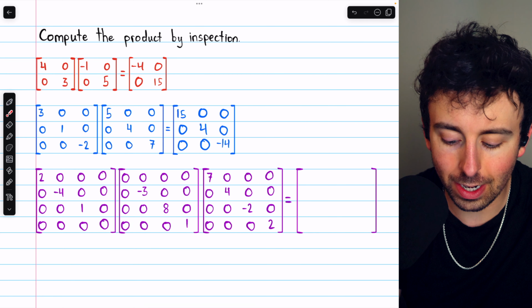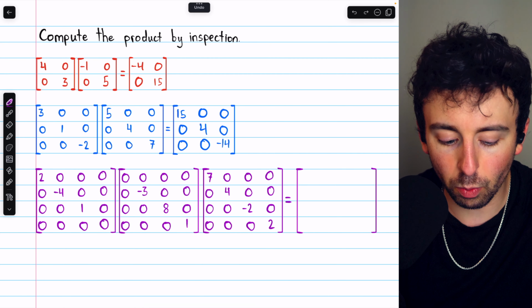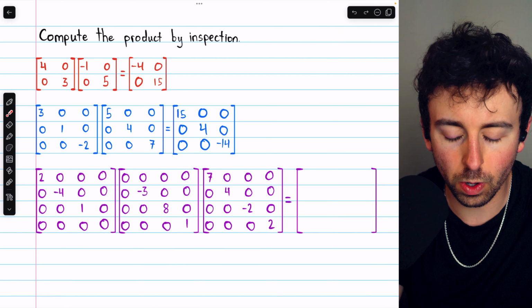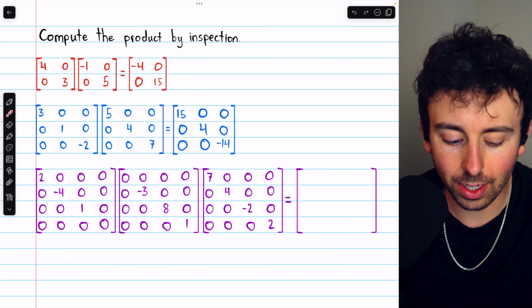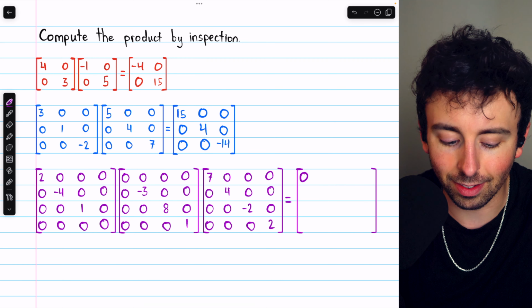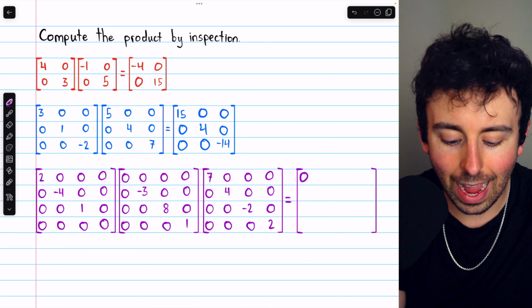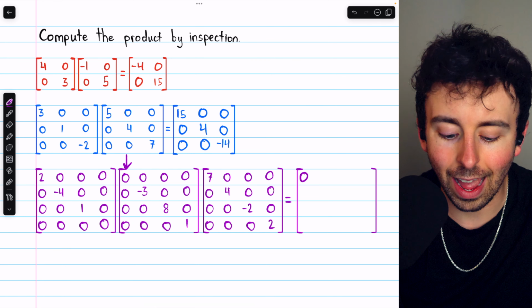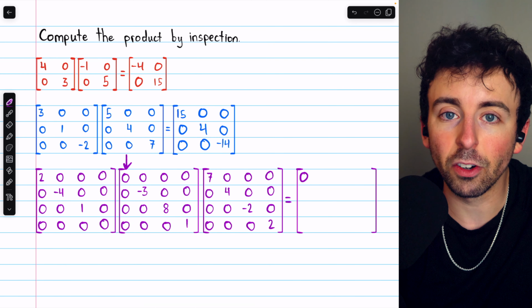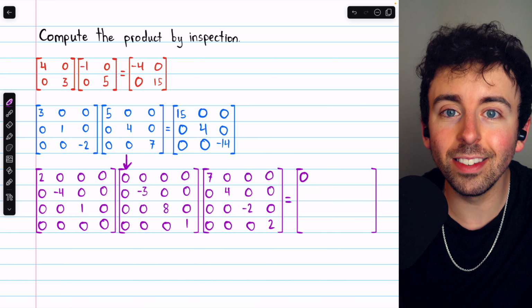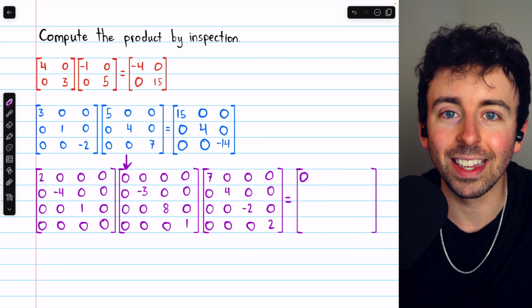Even when multiplying more than two diagonal matrices together, the process is the same. The first entry is on the diagonal, so we would just multiply these three diagonal entries, 2 times 0 times 7, and so this happens to be 0. Note that this second matrix, for example, has a 0 on its diagonal, but it's still a diagonal matrix. What makes it a diagonal matrix is that all of its non-zero entries are on the diagonal.